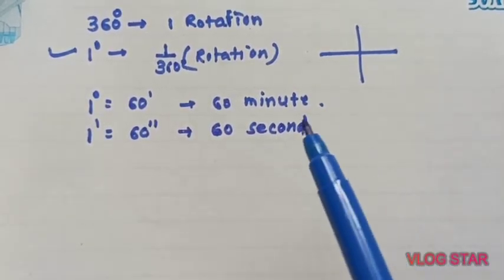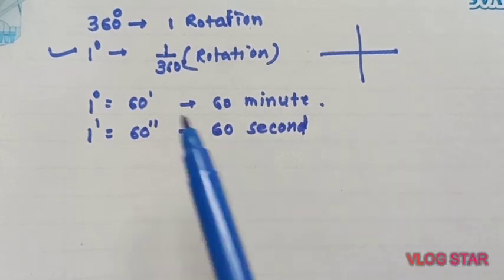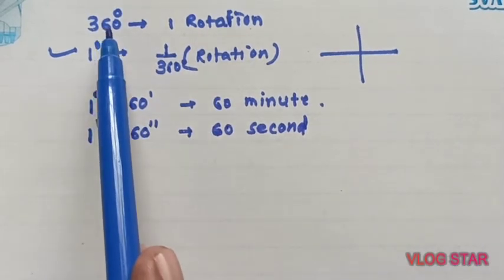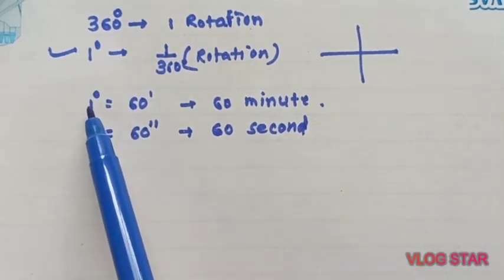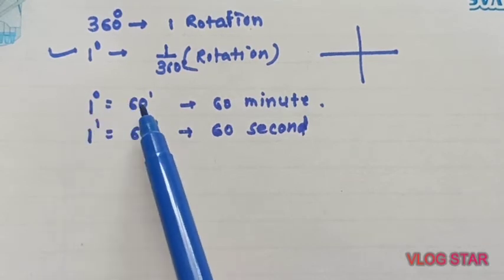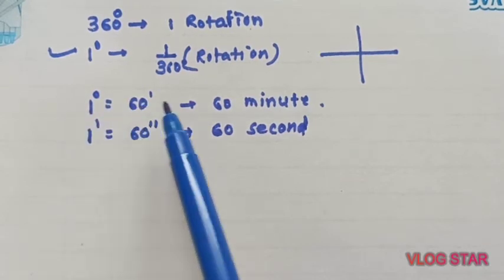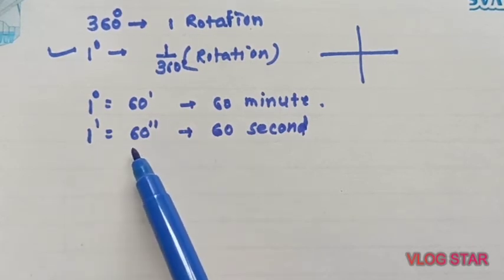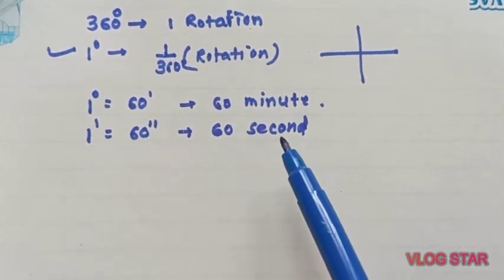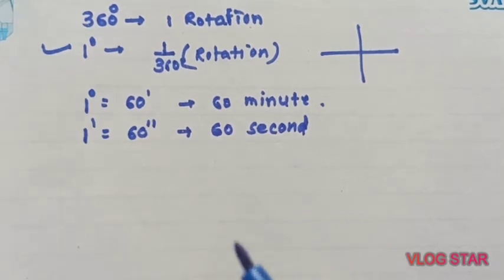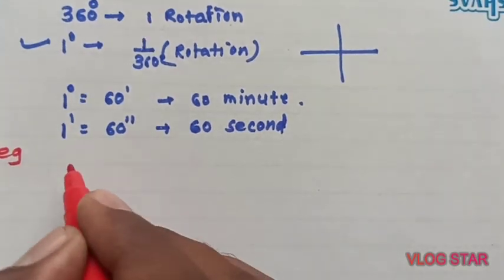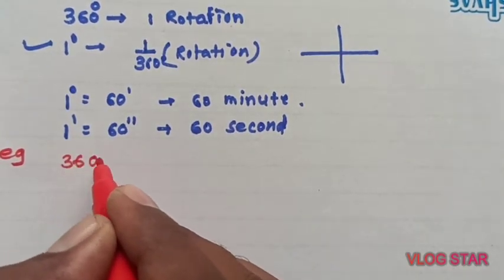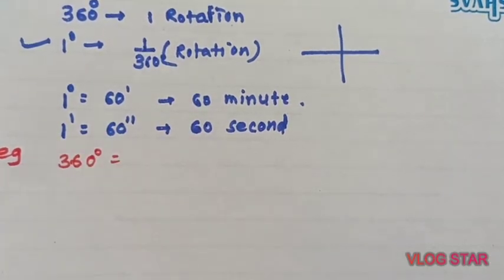So first of all, the entire rotation divided in 360 parts, that becomes 1 degree. 1 degree divided in 60 equal parts, that becomes 1 minute. 1 minute again divided in 60 parts, that becomes 1 second. So like that, we can have a smaller unit of degree. Now look here, we have 360 degree. What does it mean?